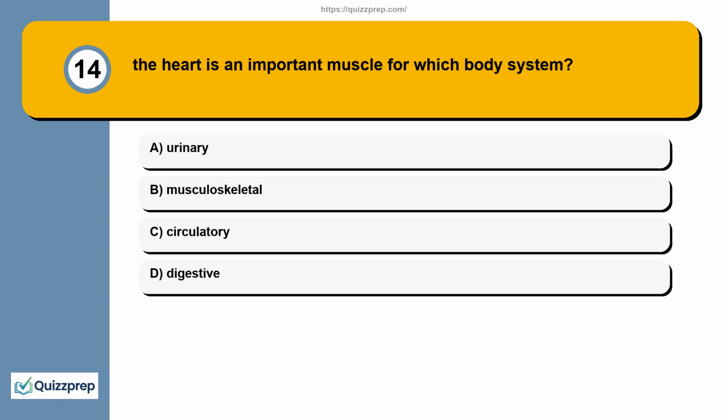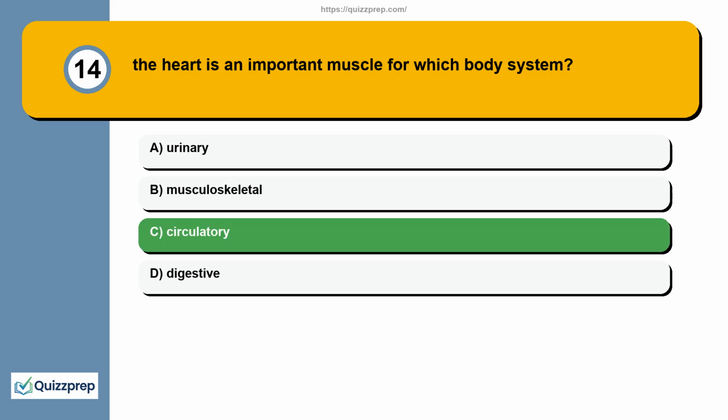Question 14. The heart is an important muscle for which body system? Option A, urinary. Option B, musculoskeletal. Option C, circulatory. Option D, digestive. The correct answer is option C, circulatory.